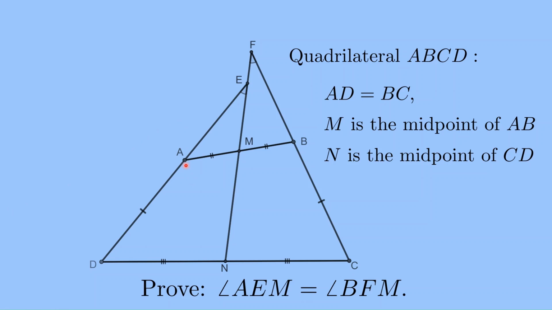This is a nice example of proving angle congruence. ABCD is a quadrilateral with segment AD congruent to BC. M is the midpoint of segment AB and N is the midpoint of DC. The extensions of segments AD, MN, and BC form two angles, AEM and BFM. Prove that these two angles are congruent.